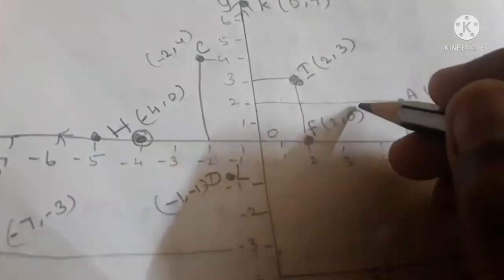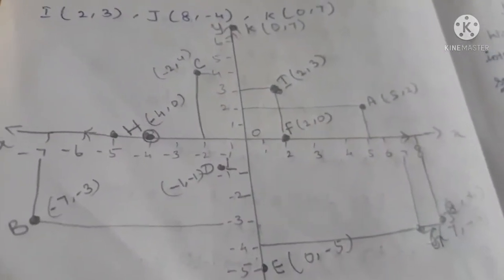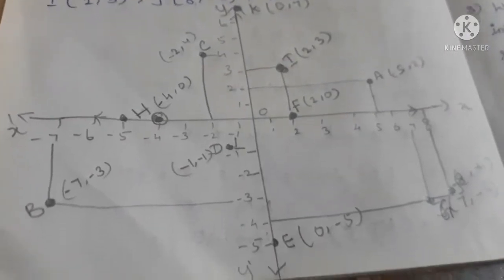See, 2 is given as the y coordinate, right? So it will be 2 centimeters away from the x axis. It is going away, it is not coming here. Then when you draw a line, you should keep that in mind. Also the x coordinate is 5, therefore it is moving away 5 centimeters. It is a very important concept.